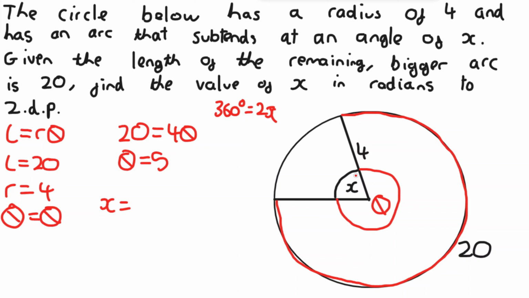So x is going to be the entirety of the angle, which is 2 pi minus theta, which is 5. So x is equal to 2 pi minus 5, which if you put it into your calculator, x is equal to 1.28, to 2 decimal places. So that's the way that you do it. You find this angle theta here, use the knowledge that the whole angle here will be 360 degrees or 2 pi, and then subtract this section to get the remaining section, which is x.